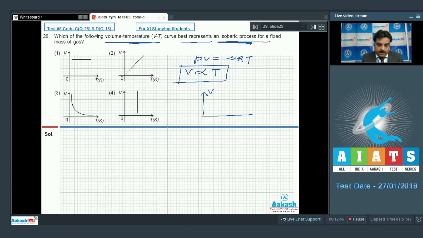So if I want to make a graph of volume versus temperature, because at T equal to 0 there will be no existence of the gas, that's why I start with the dotted line. Dotted means there is no gas. We don't start from the origin, because at absolute zero temperature the gas will not exist. So for fixed pressure, volume is directly proportional to the temperature. If I go by the given options, you can easily find option number 2 will be the right choice. So now I'm going to move to question number 29.